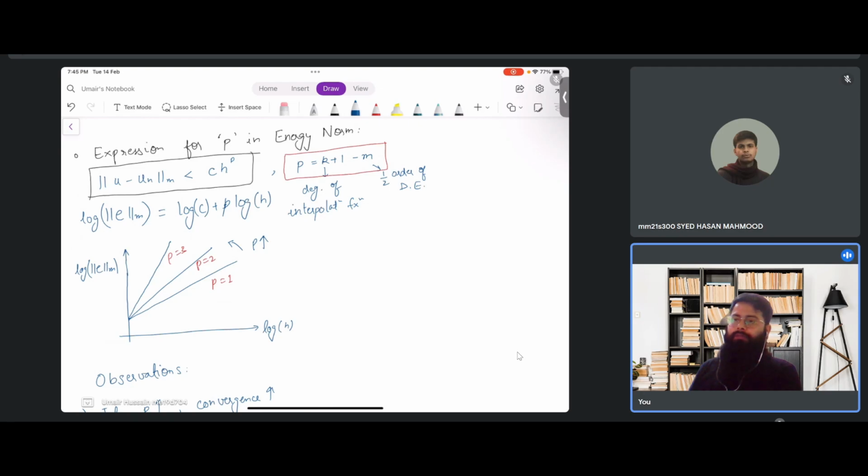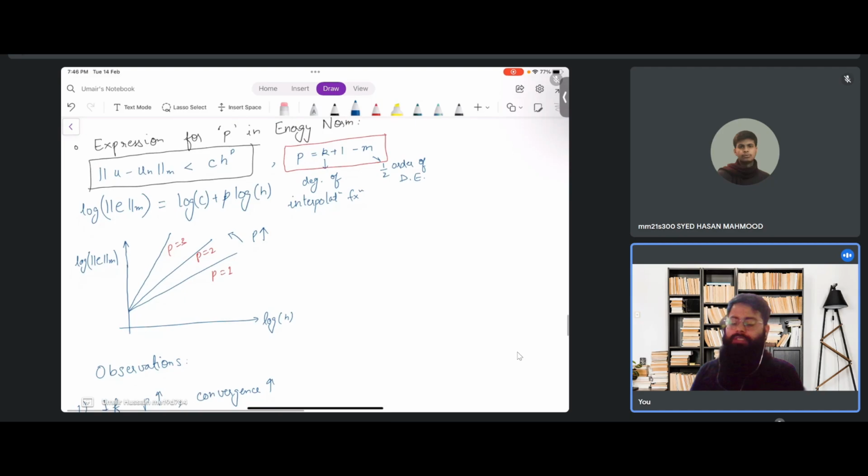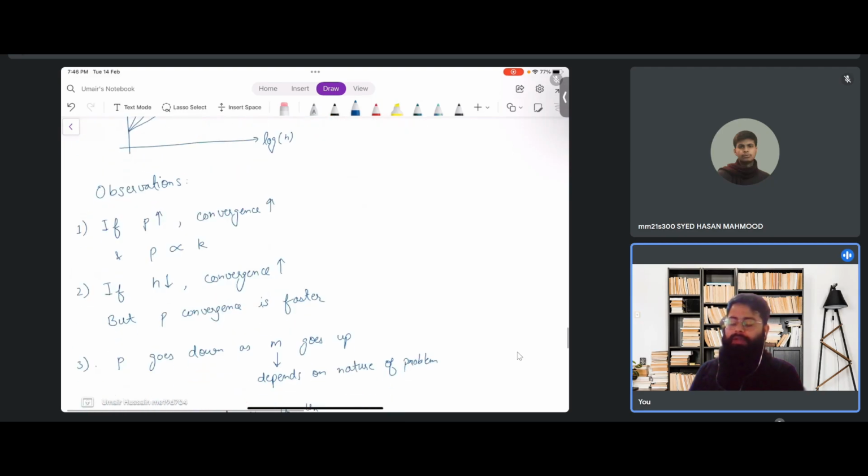So if you can see that the error is actually linearly proportional to H, but the proportionality in P is exponential. So any change in P causes an exponential change in error. So that's why P convergence is exponential basically. So that's why P convergence is faster.